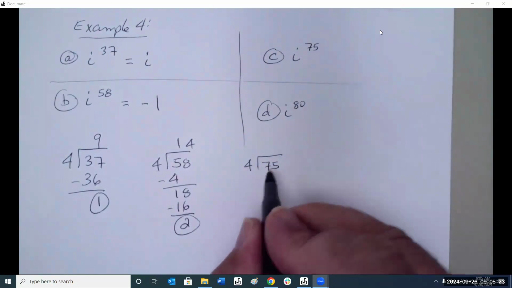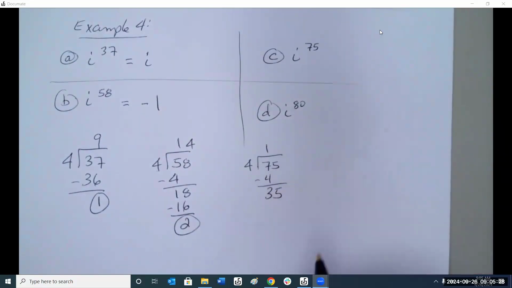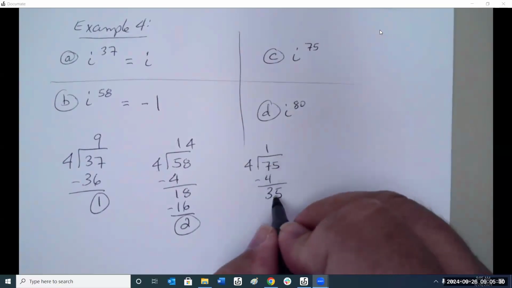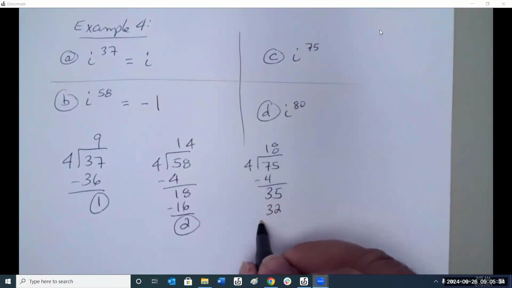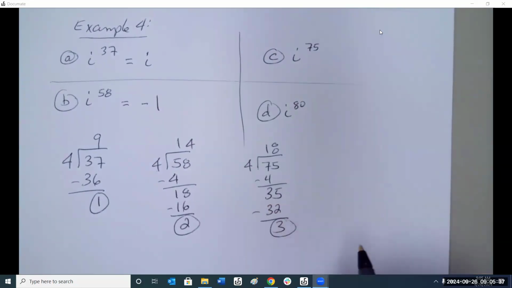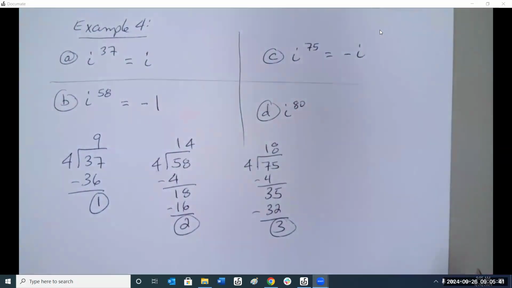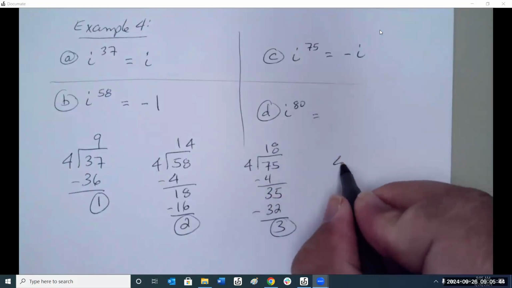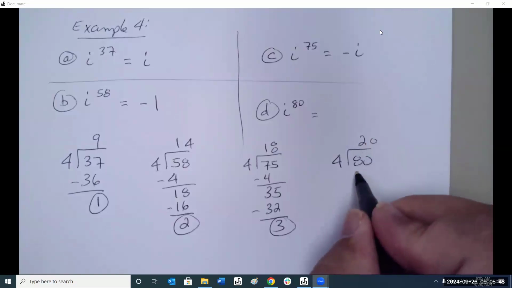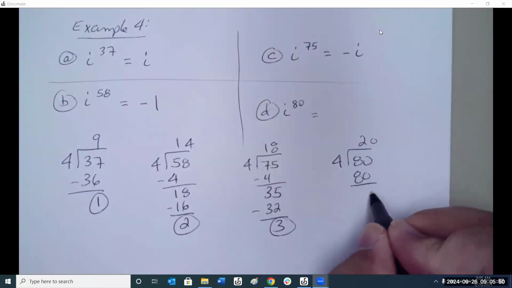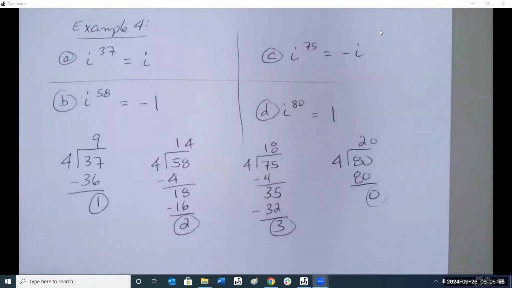4 goes into 7 once. Yeah, 4 times 9 is 36. That's too big. Yeah, so 18. So the answer is -i. Remainder is 0. So the answer is 1.